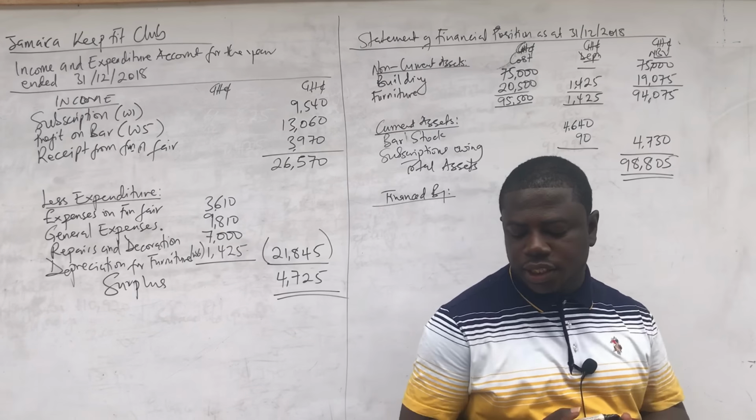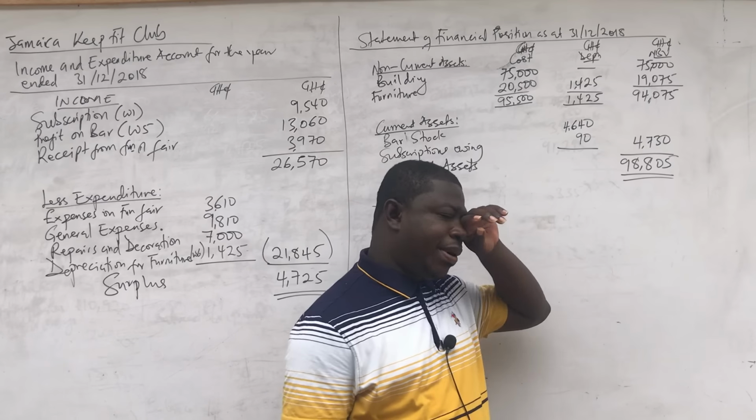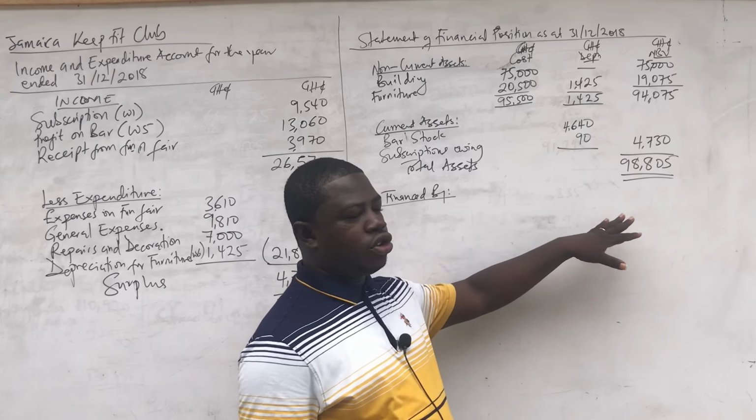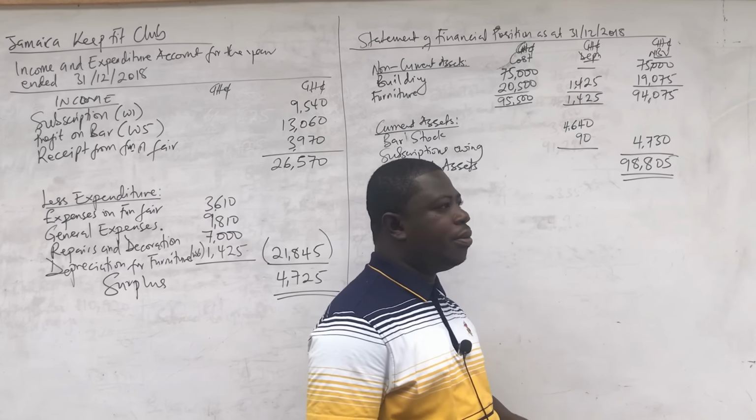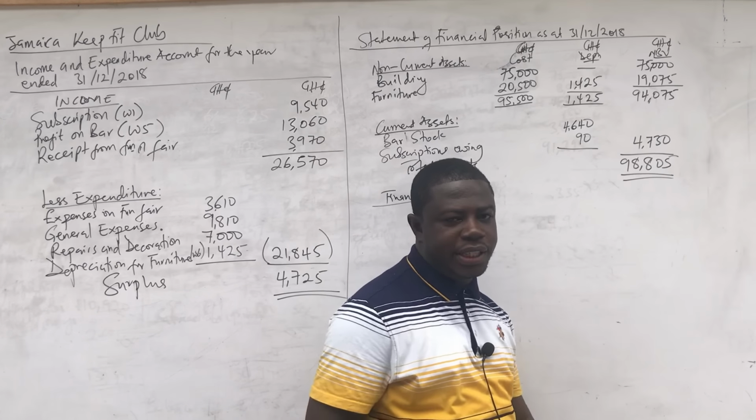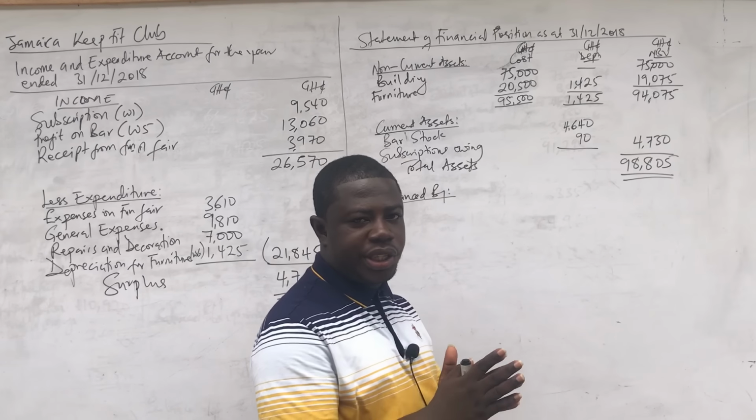So these assets were financed by, we are looking at the equity portion. Remember that in the case of a trading business, it will be capital minus drawings plus profit. It has not changed in the club setting. Only that I told you that instead of capital, they call it accumulated fund. And instead of profit, they call it surplus. And there were no drawings in this question.